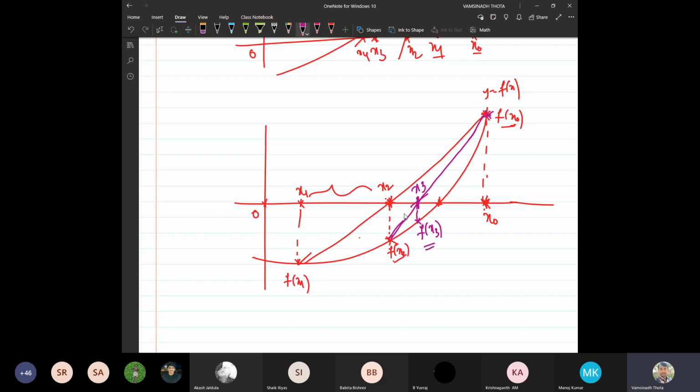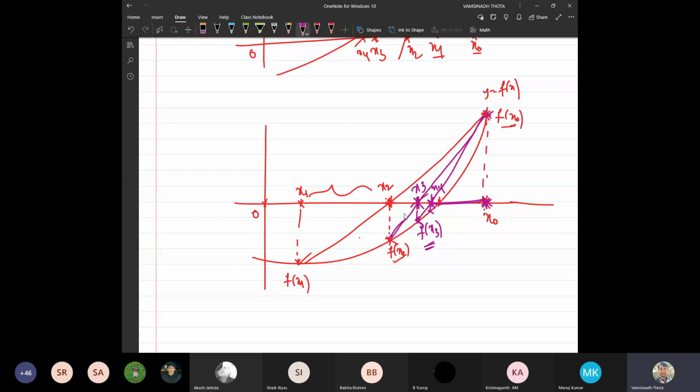So f at x3 is also negative. For the next one, what about the interval? x3 to x0. This is the interval. These 2 points we should consider. Okay. And again, join this one. This is x4, and again from x4 to x0. Okay. So this is how we need to continue the iterations.